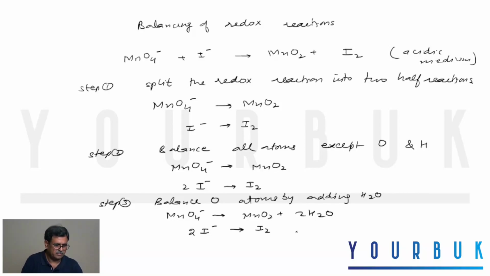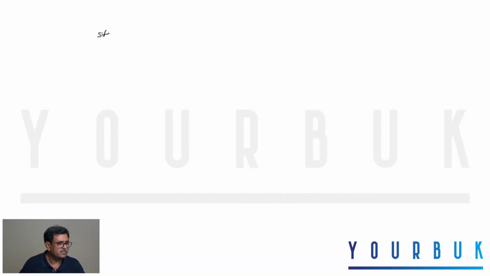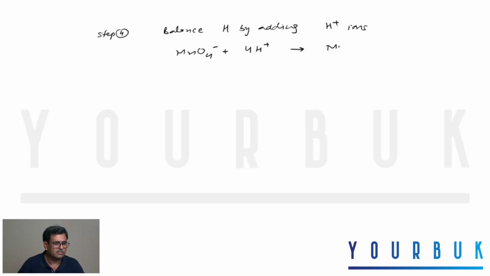Then step number 4 is balance hydrogens by adding H plus ions. So in the first equation, we write 4 H plus ions on the left hand side to balance the hydrogen atoms, giving MnO2 plus twice of water. In the second equation, there is no hydrogen, so no H plus on any side of the reaction.